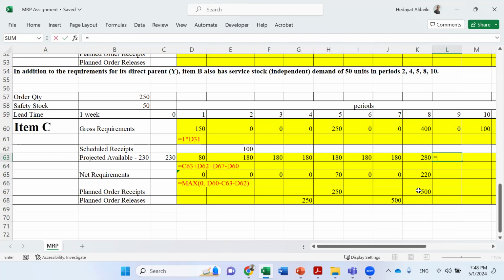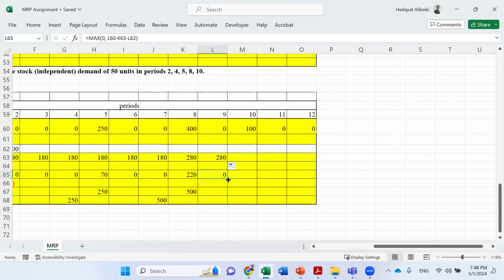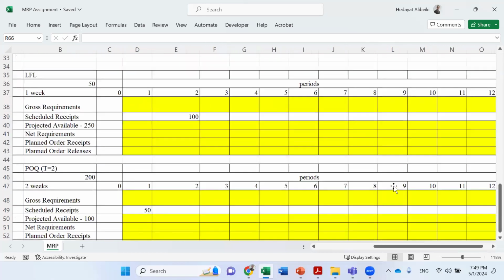For week 9, I just calculate net requirement 0. 280 is going to stay there. Go to the next one. Net requirement is 0. I have 180 actually in excess, which is going to be enough for safety stock. That's just going to be carried over to the end of the work. Questions? We're good, right?